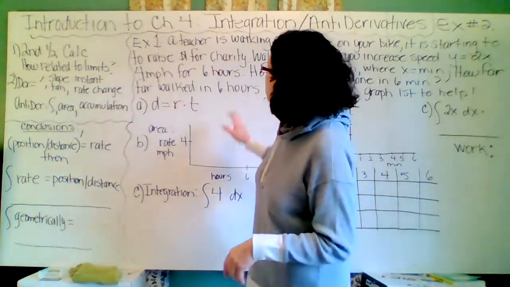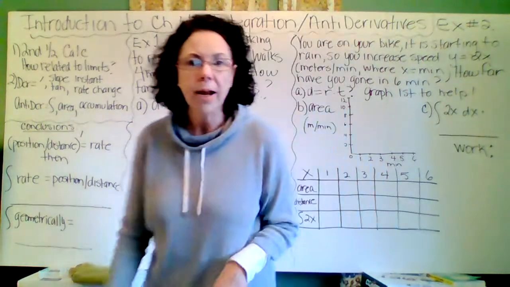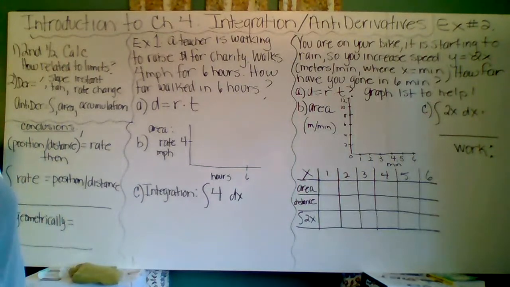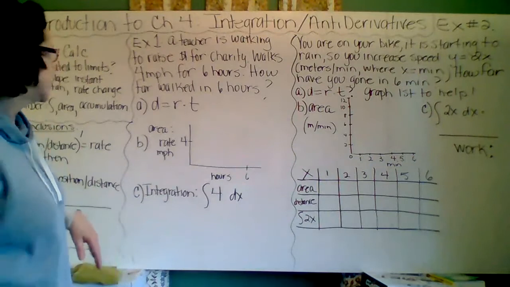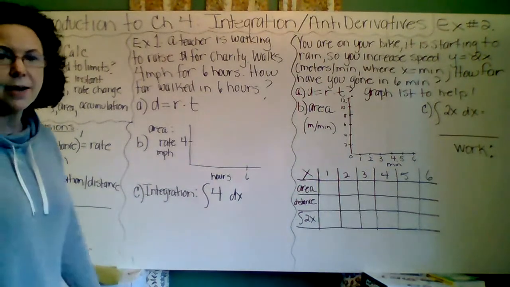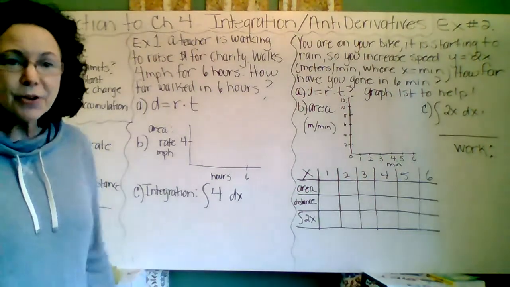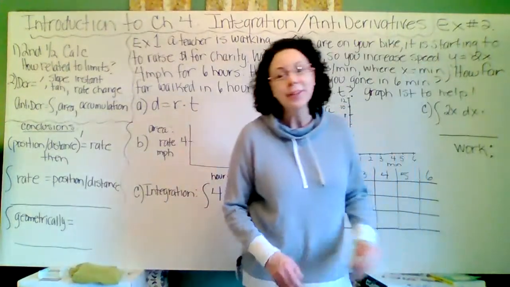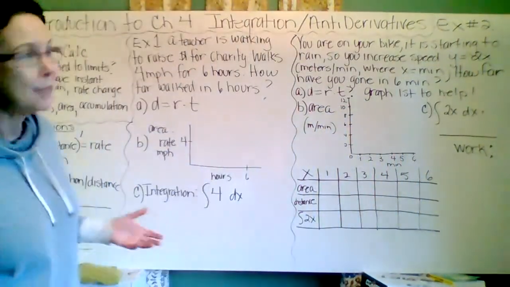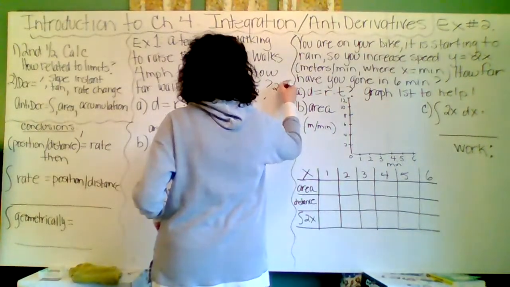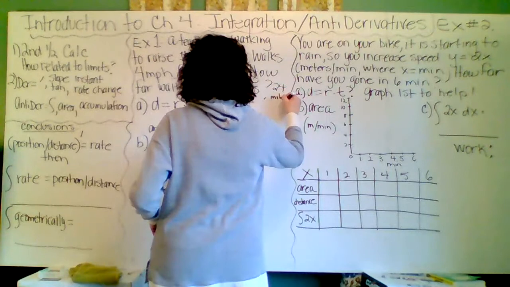Okay, so let's go to our first example, right? A teacher is walking to raise money for charity. The teacher walks 4 miles per hour for 6 hours. How far did the teacher walk in 6 hours? Obviously, this is very easy for you, right? The teacher is walking 4 miles per hour. They do that for 6 hours. Obviously, they've made it 24 miles, right? So 24 miles, and we'll just circle this here.